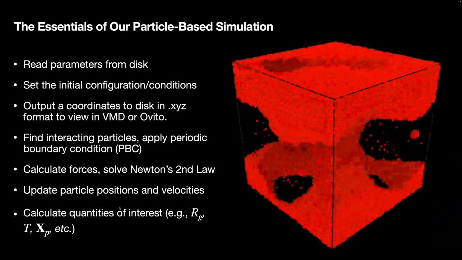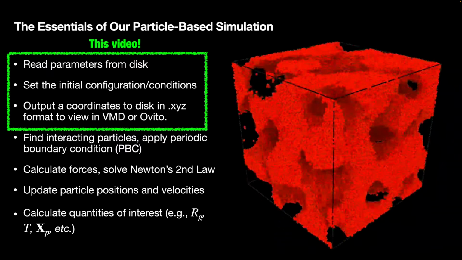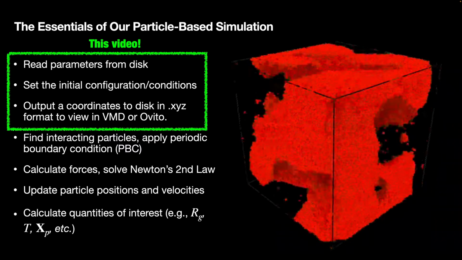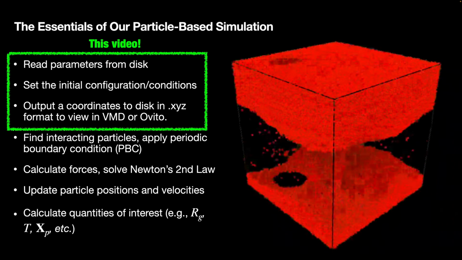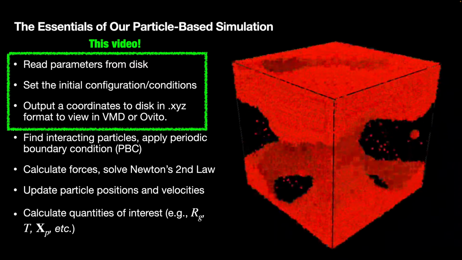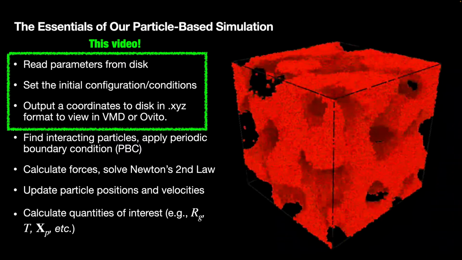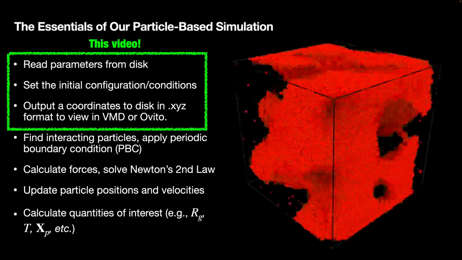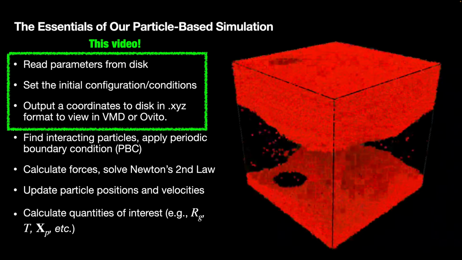So in this video, we're going to restrict ourselves to reading the parameters from disk, so coming up with a format for our configuration file, setting the initial configuration of the simulation, and then writing a function to output the coordinates. And then in the next videos, we'll go through the next part of this to create a fully functional simulation.